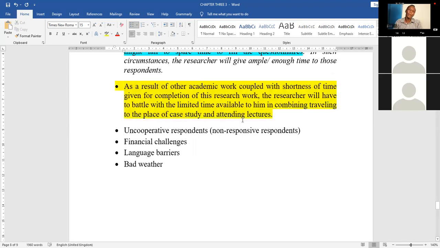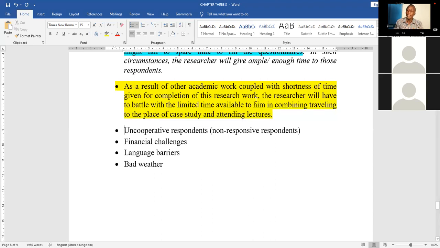Remember, you are studying, you're supposed to attend lectures in class. At the same time, you're expected to go to the field to carry out research. Assuming that you are carrying out research from Bari, your case study maybe has petroleum in Bari town. You're supposed to go to Bari and collect the data from the field, and at the same time, you're expected to attend lectures at the university. So you're going to have a lot of challenges because the time is going to be very short to do all these things at the same time. That is going to be another challenge.